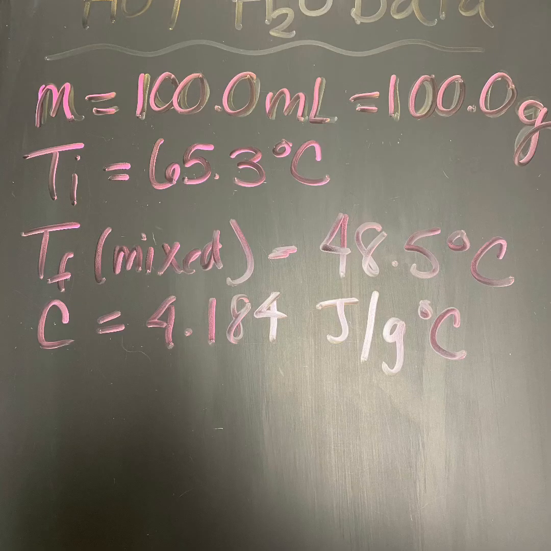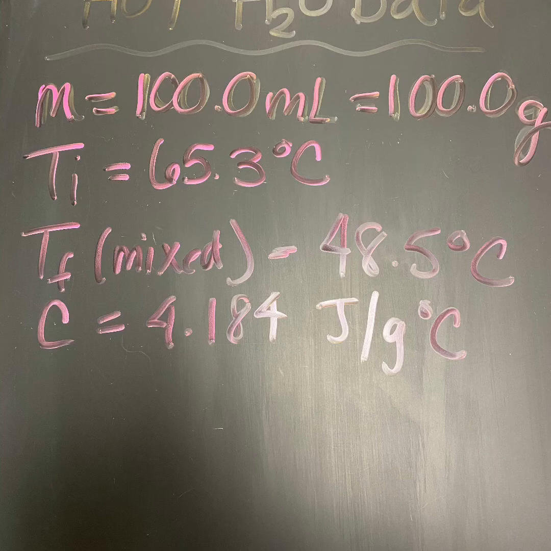Here is the hot water data. The mass of the hot water would be 100 grams, since we started with 100 milliliters. The initial temperature was 65.3 degrees Celsius, and the final temperature would be the same as the cold water, since it is the mixed temperature of 48.5 degrees Celsius.